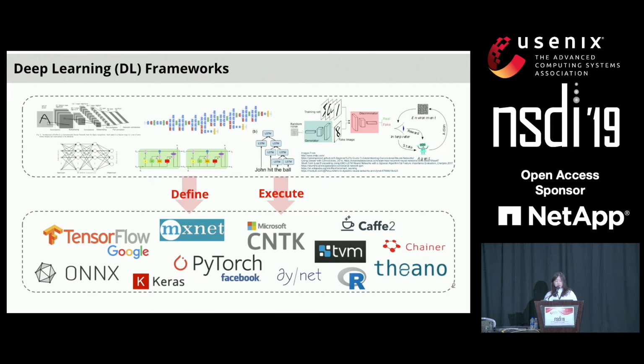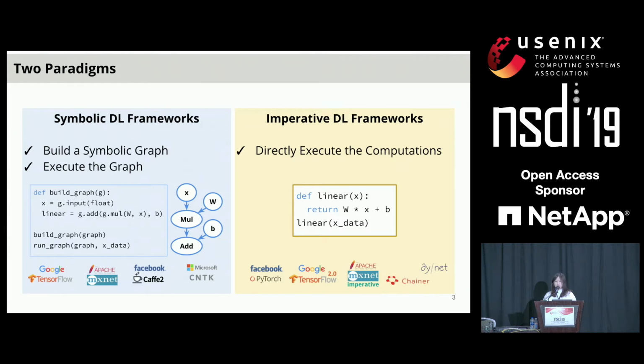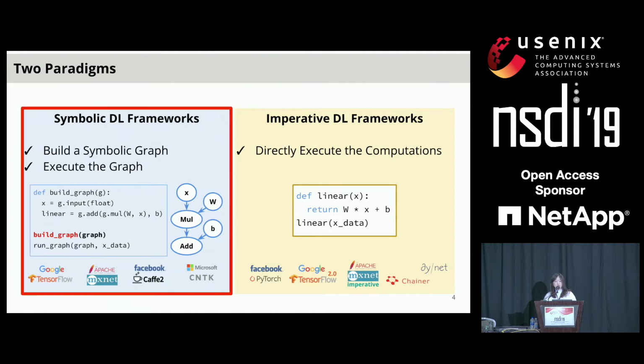Let me start with briefly explaining about two paradigms in current deep learning frameworks. As a deep neural network is composed of thousands, millions of mathematical operations, deep learning frameworks help users to easily represent the computation and also execute it efficiently. As neural networks are becoming larger, deeper, and more complex recently, a lot of deep learning frameworks have been created. These frameworks can be classified into two categories, symbolic and imperative, based on how they represent and execute the computation.